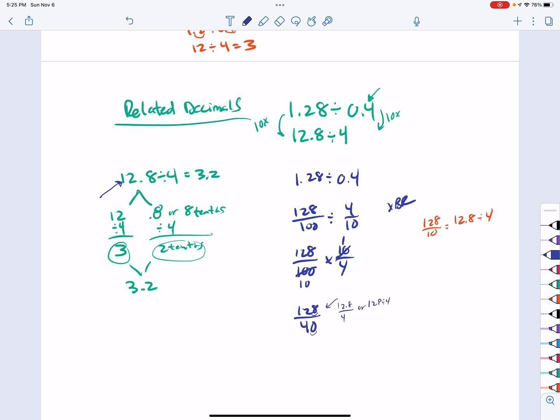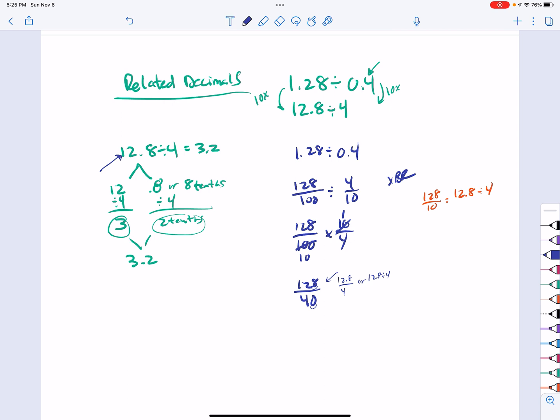Interesting. So now I can do some more simplifying, and if I eventually worked my way, because this feels really, really bad to simplify, but you know what? We're in it. We're in it to win it. So 128/40. I know this can be divided by 4. This I know can be divided by 4.